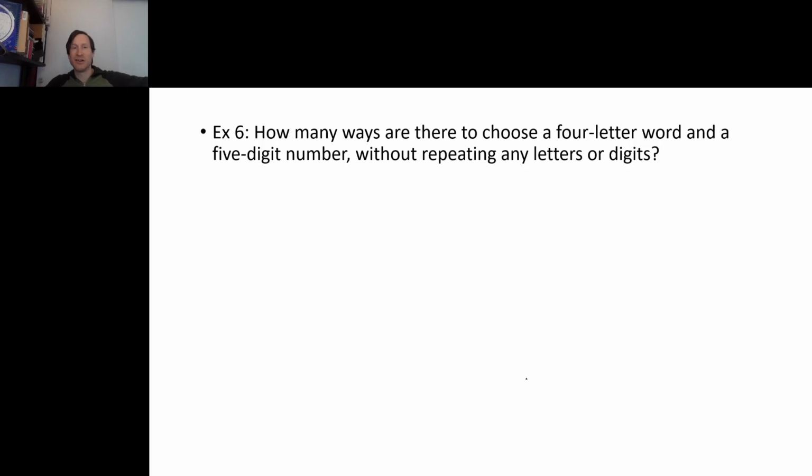So let's use this idea on an example. How many ways are there to choose a 4-letter word and a 5-digit number if we don't repeat any letters or digits? To make these choices, this is actually in 2 pieces. There's choosing a word from the letters and then choosing a 5-digit number. So let's look at those 2 separately. First the word and then the number.